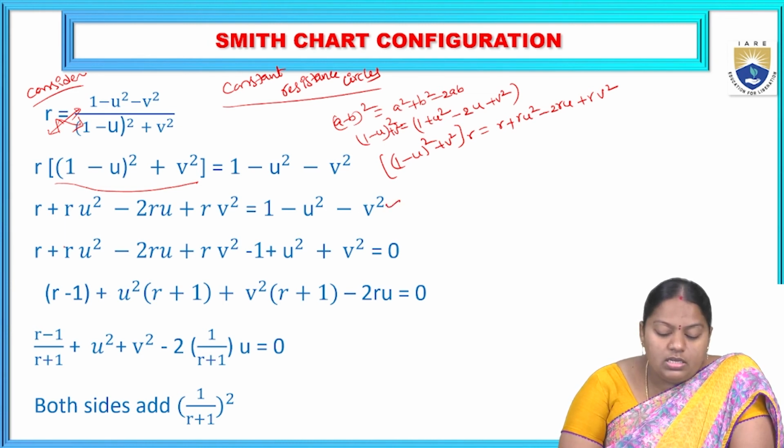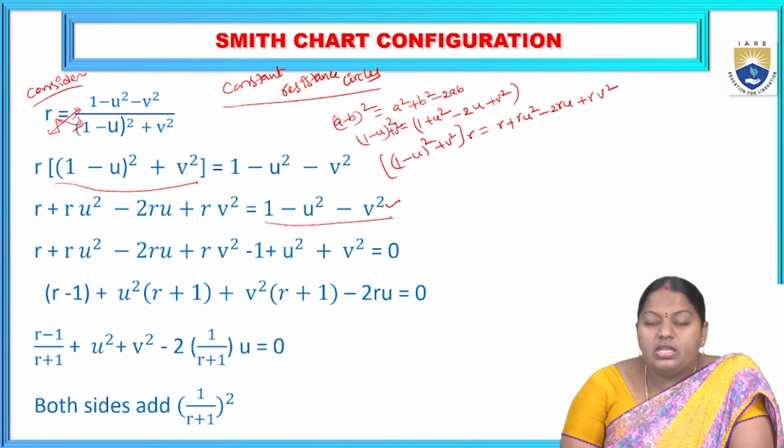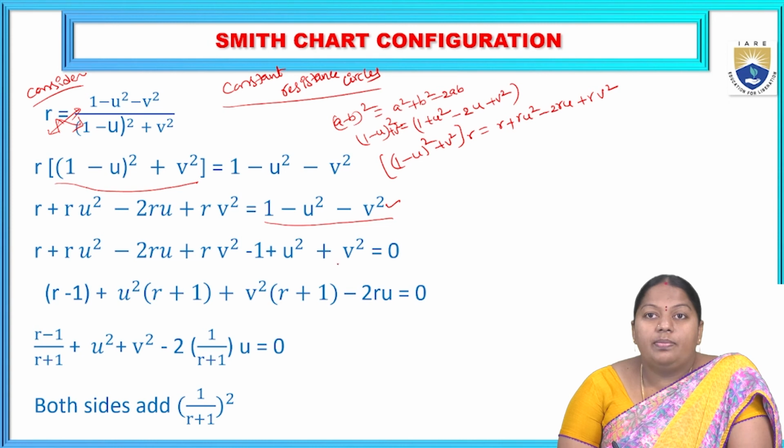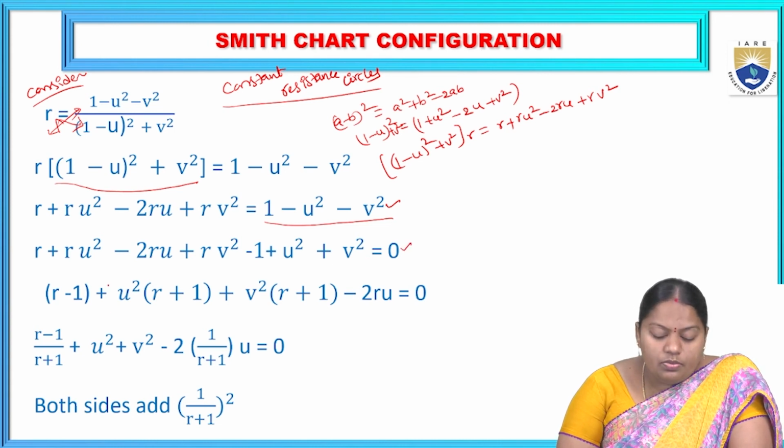Now take the total term 1 minus u square minus v square to the LHS, then it becomes r plus r u square minus 2r into u plus r into v square, then 1 becomes minus 1, minus u square becomes plus u square, and minus v square becomes plus v square, which is equal to 0, right? Now from this we can separate r terms, u square terms and v square terms, right?